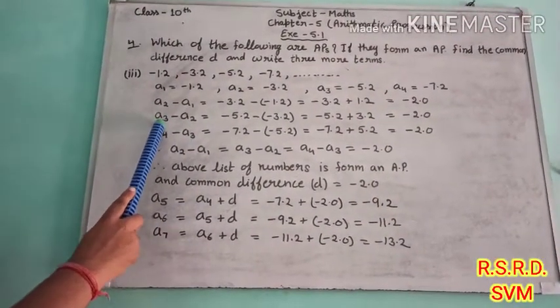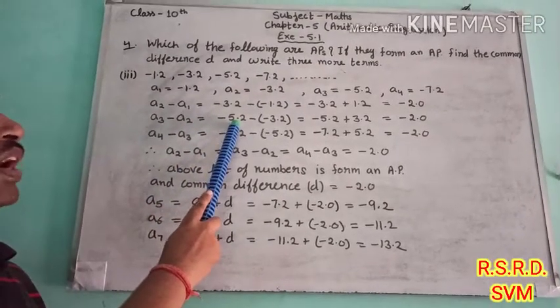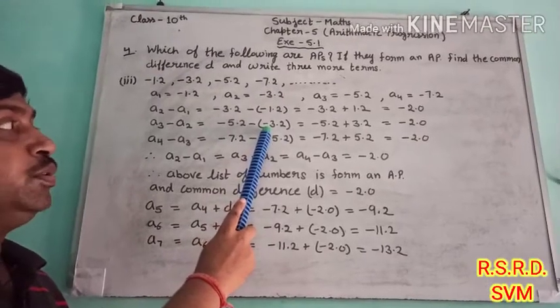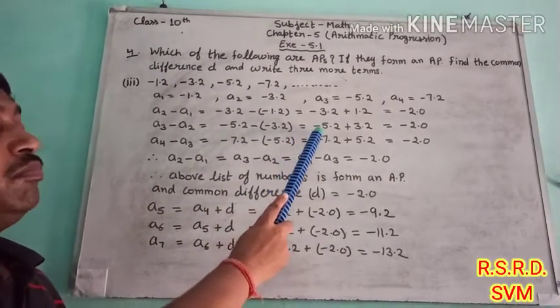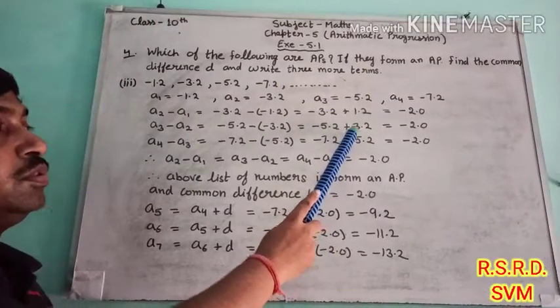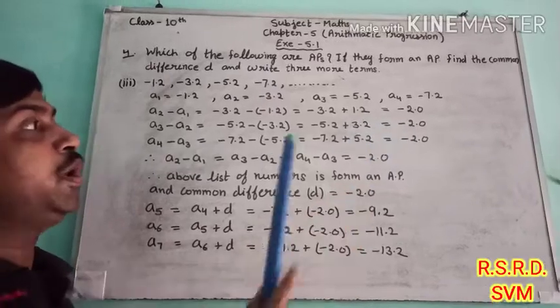Similarly, the third term minus second term is equal to minus 5.2 minus minus 3.2. We get minus 5.2 plus 3.2. Subtracting these two terms, we get minus 2.0.